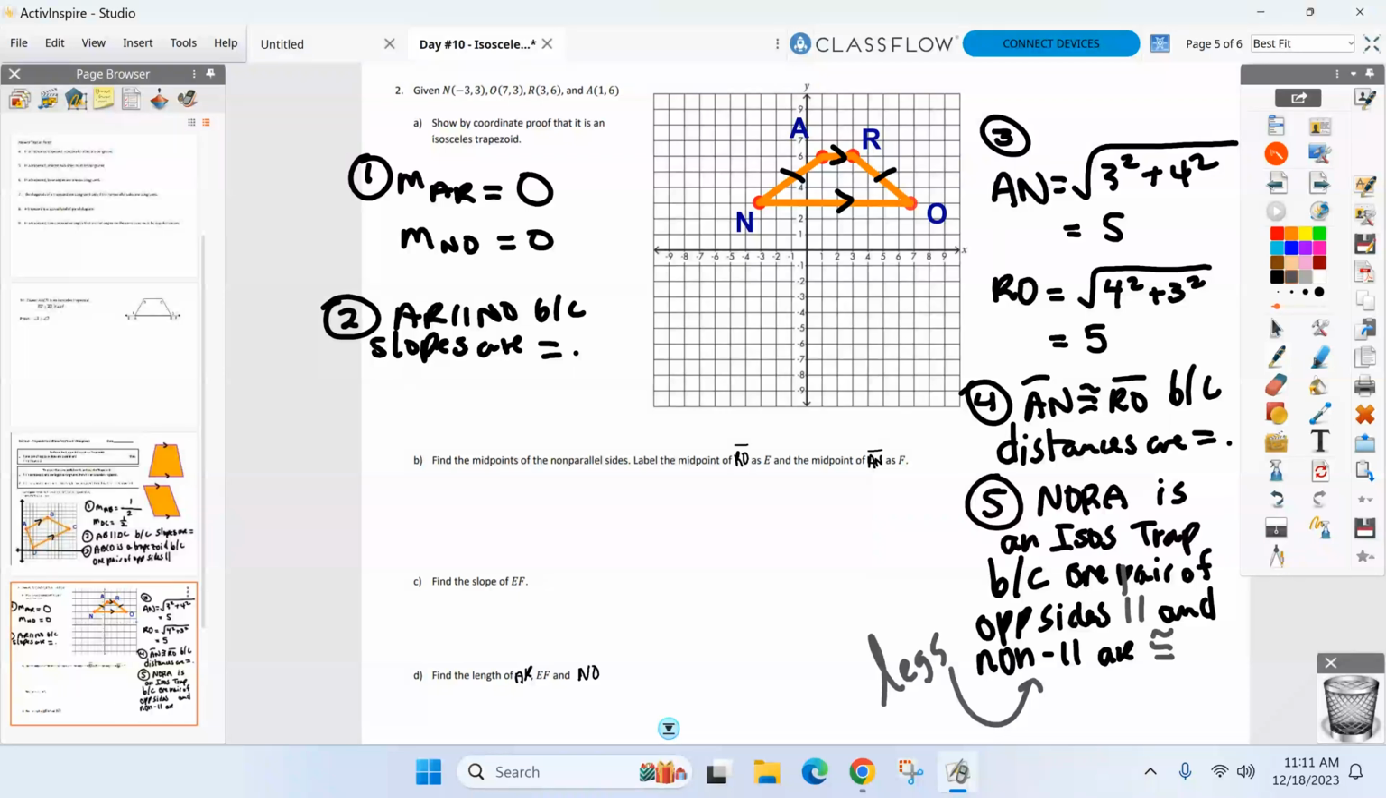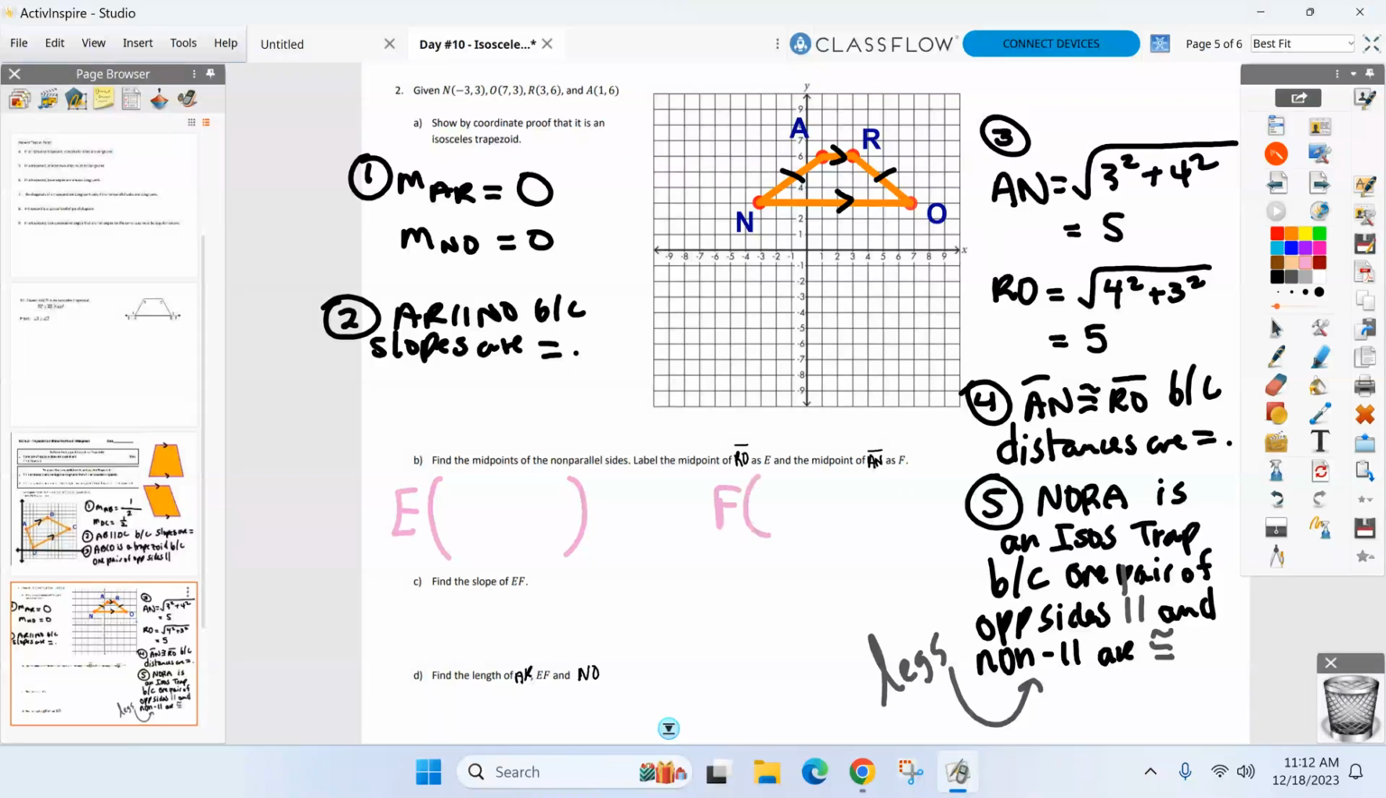First thing I need you and your group to do is take the midpoint of RO and the midpoint of AN and call them E and F. Find those midpoints for me, please. What are the coordinates of those midpoints? You're going to take the midpoint of RO using the midpoint formula, call it E, and then find the midpoint of AN and call it F.